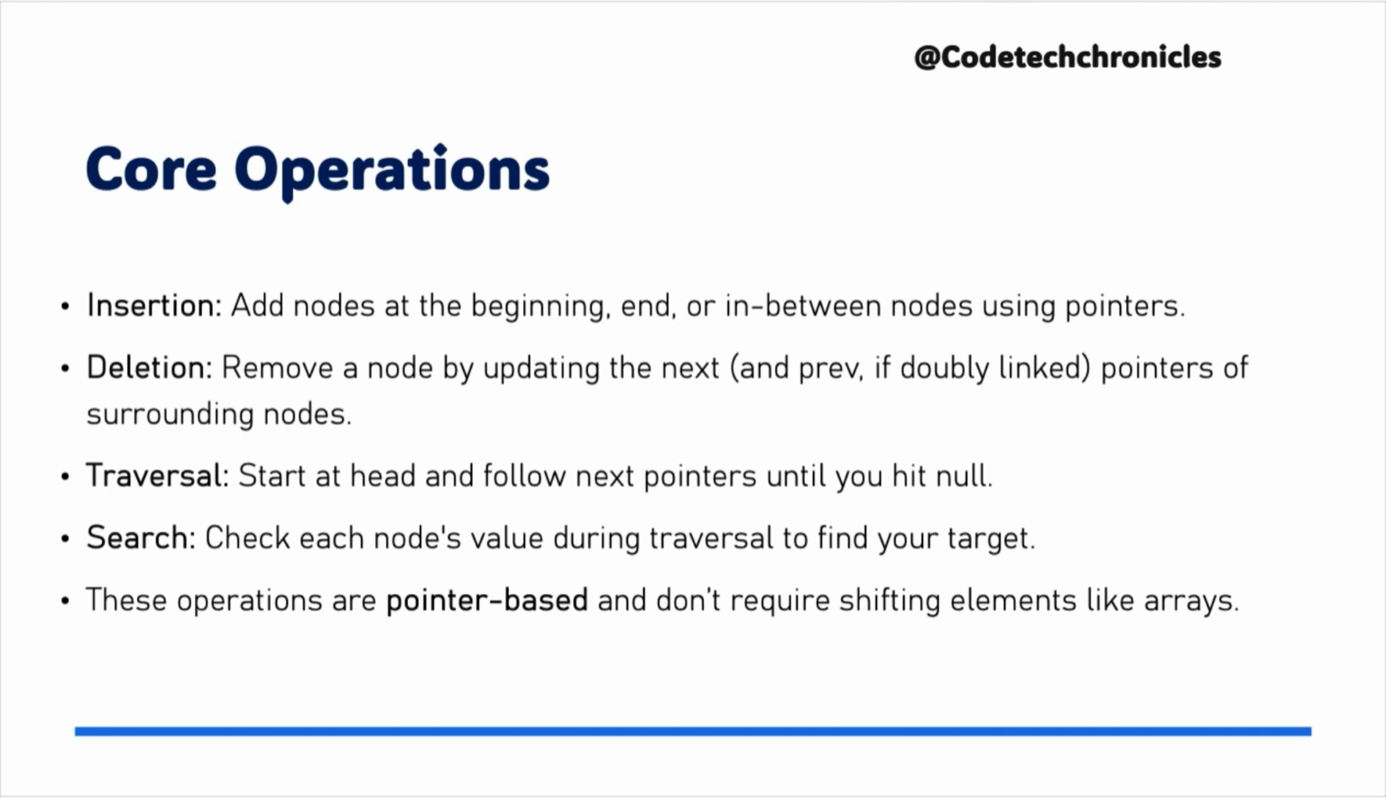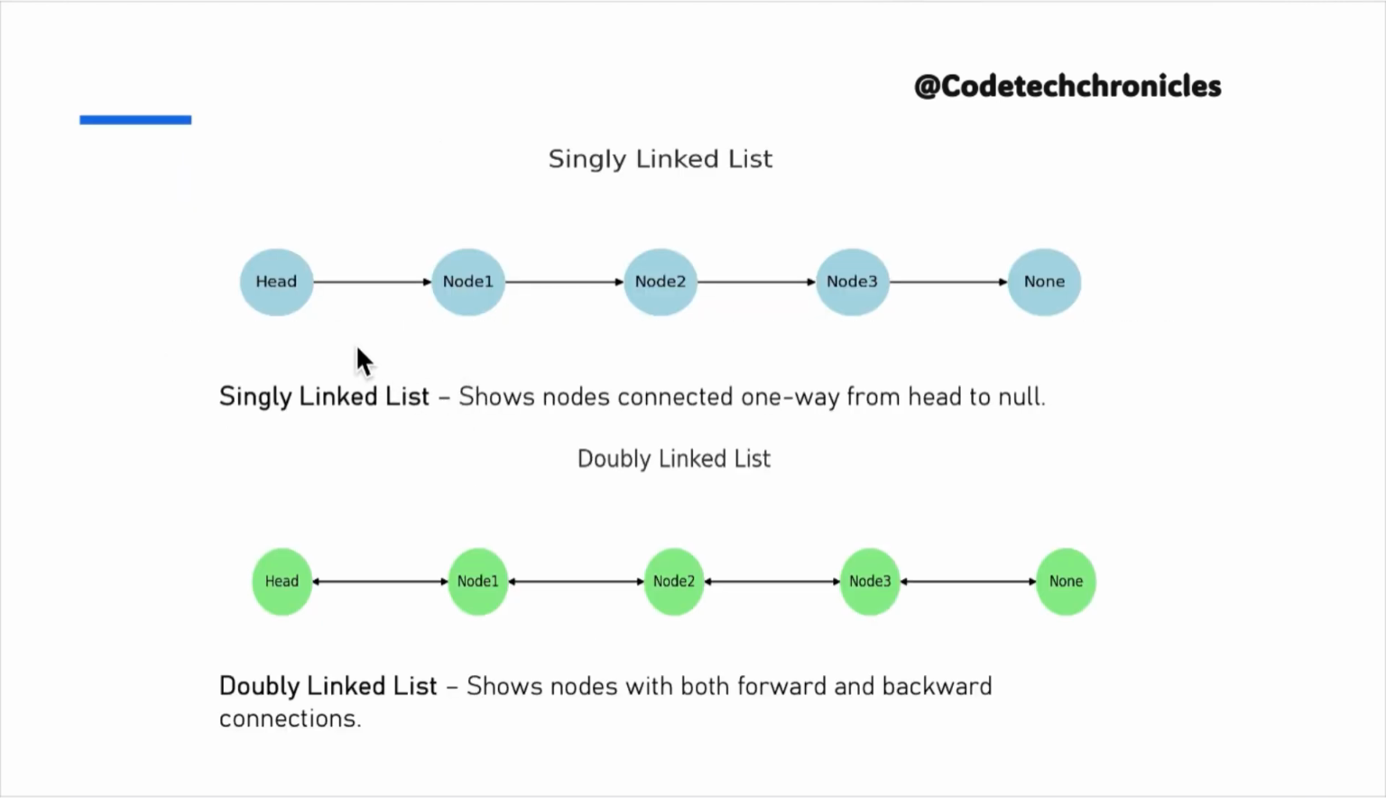So starting with the first operation, to insert at the head, update the new node's next pointer to point to the current head. Then update the head to the new node. To insert at the end, traverse to the last node and set its next to the new node.